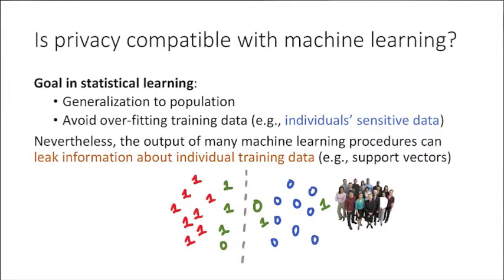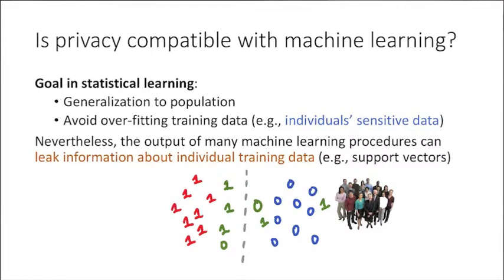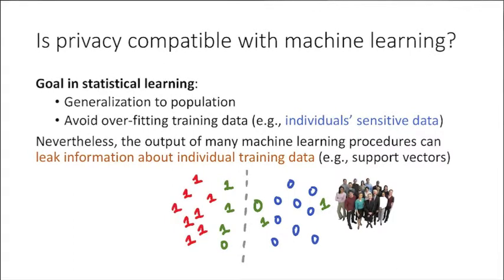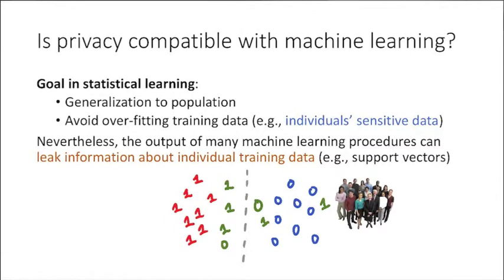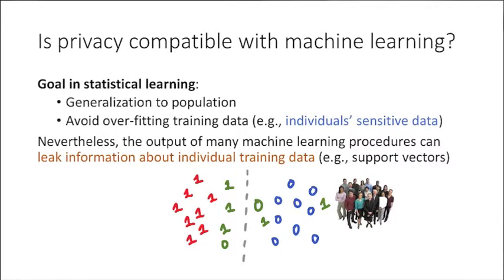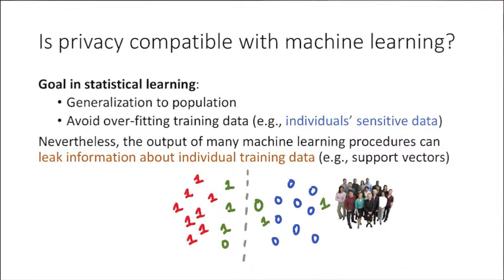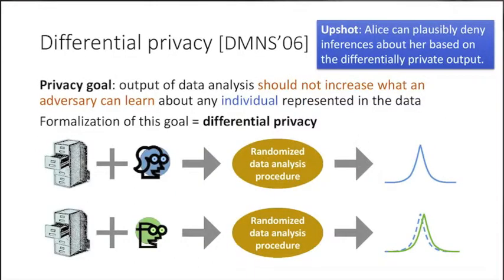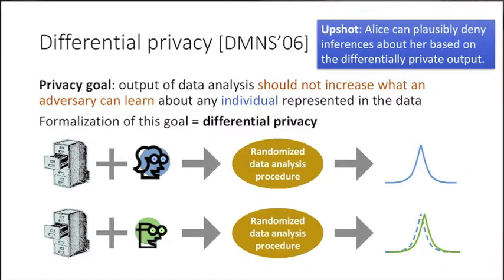So at least the goals are not at odds with each other, but definitely some of the methods are not privacy preserving in a sense. So people realized this issue, and in the theoretical computer science and cryptography community, in this now famous article by Dwork, McSherry, Nissim, and Smith, they define a very nice privacy goal, which is that of differential privacy.